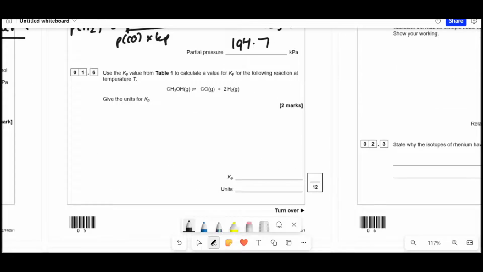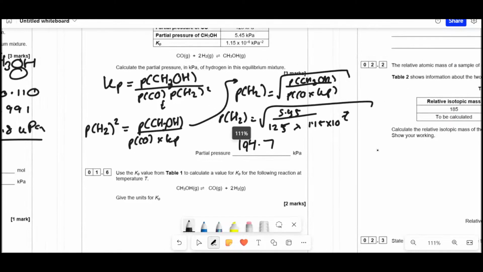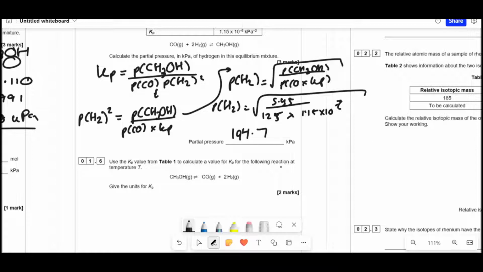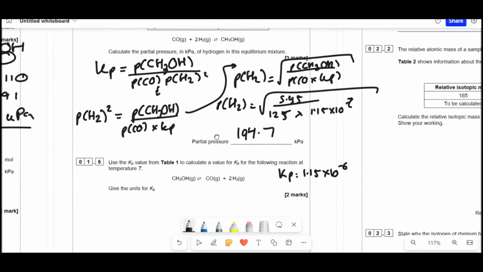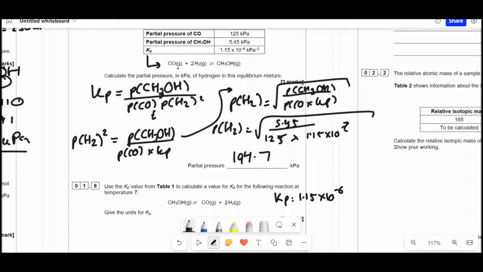Now it says use the Kp value from table 1 to get the Kp of the following reaction. The Kp value, I'm just going to scribble down, was 1.15 times 10 to the minus 6. They've told you to do it for this reaction at temperature T, and then you get nothing else to work off. So Kp only applies to a specific equilibrium or reaction. The reaction this Kp applies to is going from CO plus 2H2 to this. So your Kp is going to be the partial pressures of your products and reactants.